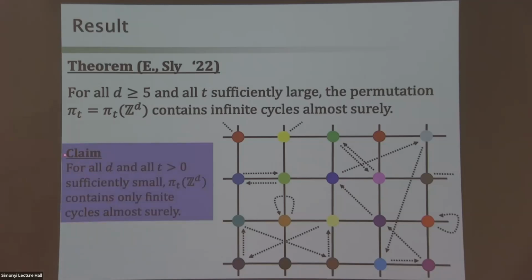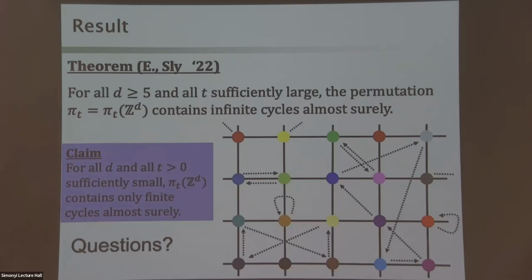As I said, it was well known and very easy to show. It's basically some percolation argument that if you run in any dimension, if you run the process for a sufficiently short amount of time, then you will only see a finite cycle.